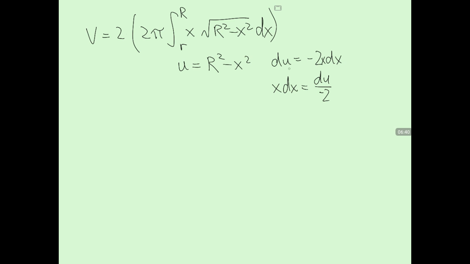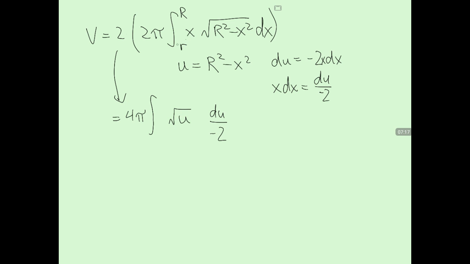So x dx equals du over negative 2. All we're doing is just rearranging this thing on the right here so that we can plug it into our equation later on. So we're going to keep going. The volume equals, so let's simplify this. We'll call this 4 pi, the integral. Right now, x dx can be replaced by du over negative 2, and the square root of r squared minus x squared can be replaced by the square root of u. And right now, our lower and upper limits are now in terms of u.